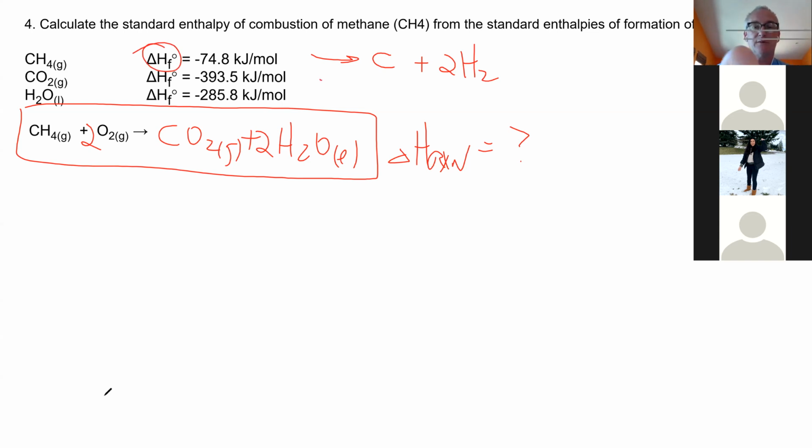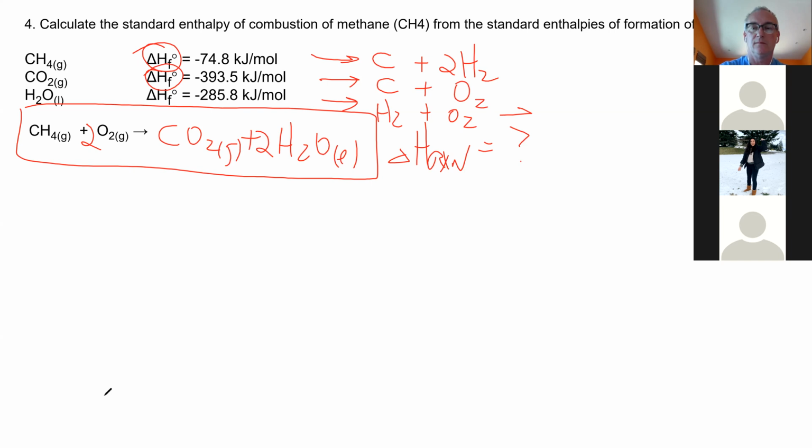What about CO2? What reaction is that? So we know it's going to be carbon again. And what else? Oxygen, O2. And we know what heat that is. And what about water? H2 plus what? O2.